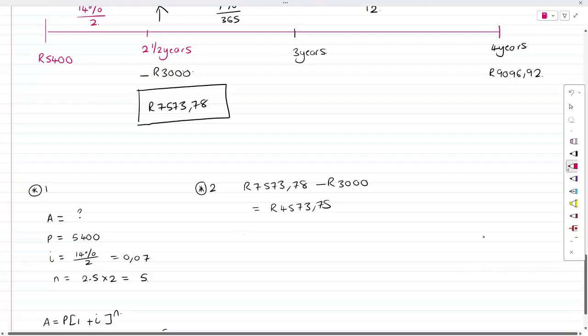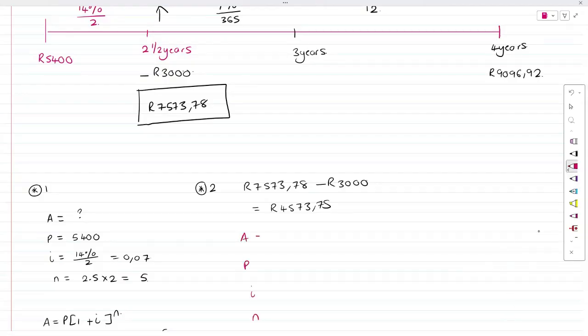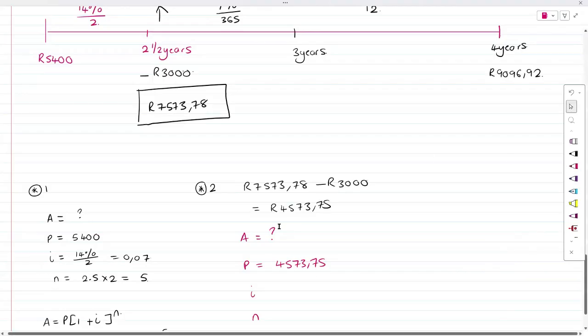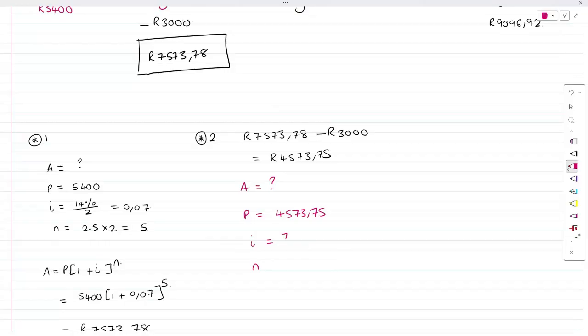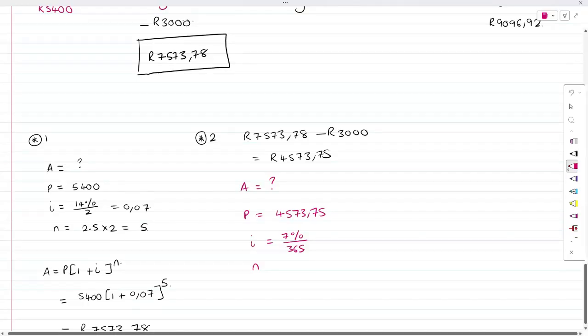Now the next calculation is quite simple. Let's change the color to red. A, P, I, N. The A value we don't know. The P value is 4,573.75. The I value is a little bit iffy, but it's 365. We can deal with that. That's 7% divided by 365.